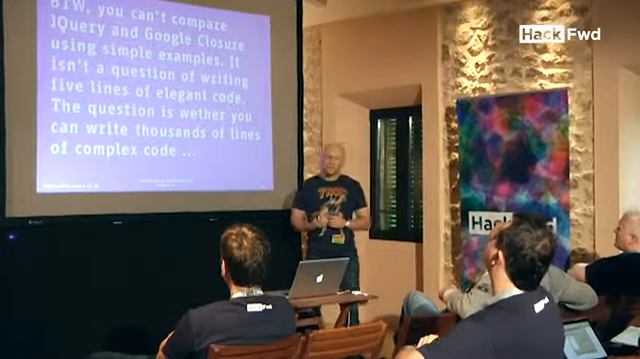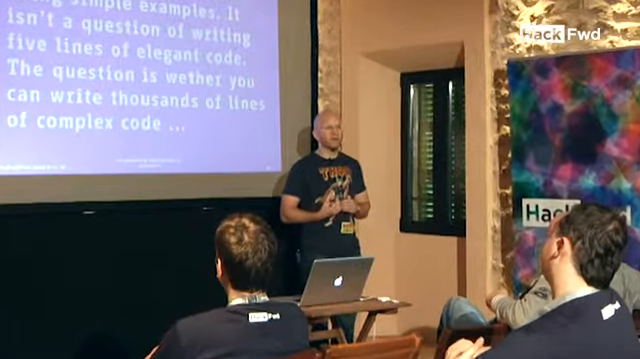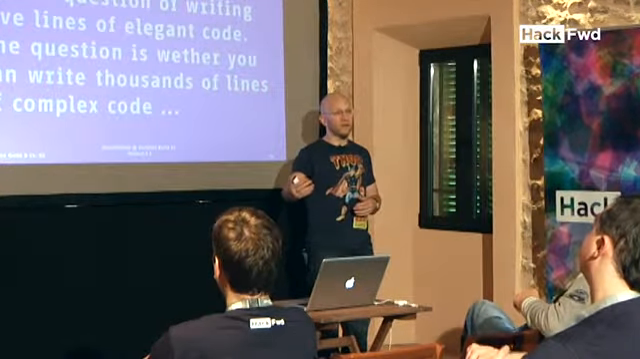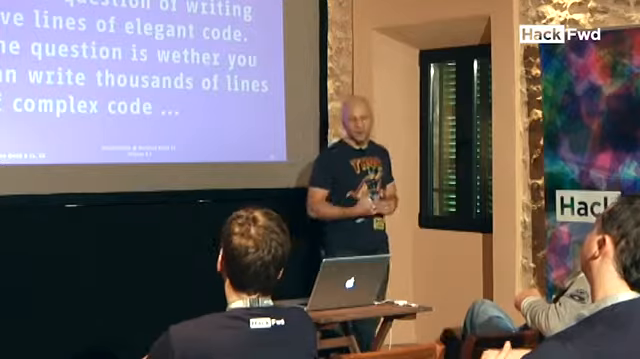By the way, there are lots of comparisons from when Google Closure came out that say, oh, look at this code from jQuery. When you do this in Google Closure, it's much more code and it looks much more ugly. This is really the case. Of course, jQuery looks very elegant. In 5 lines of code, you can do amazing things. But it's really not a question of whether you can write 5 lines of amazing, elegant code. The question is, can you write 10,000s of lines of complex code to build a really large client?